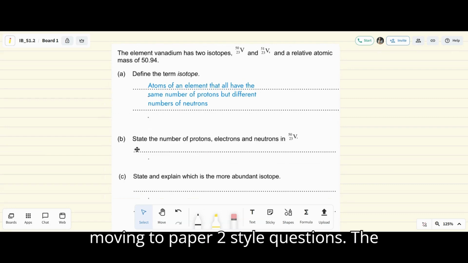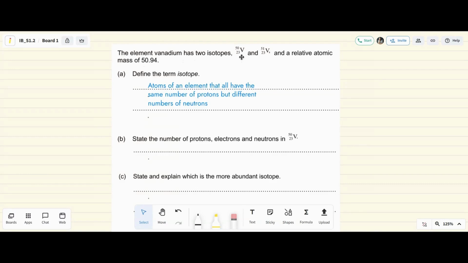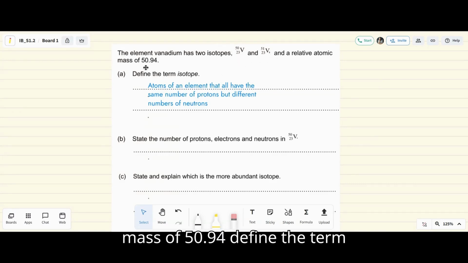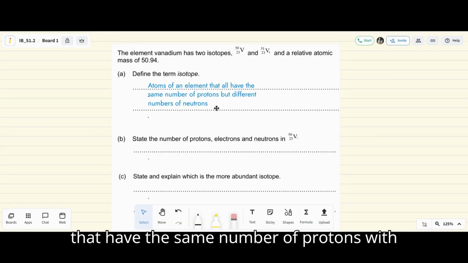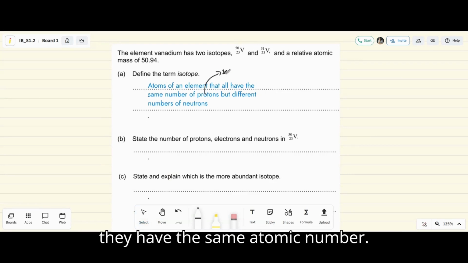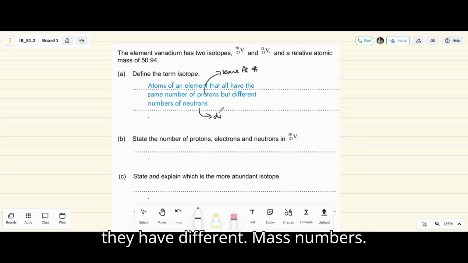We are moving to paper 2 style questions. The element vanadium has 2 isotopes, vanadium-50 and vanadium-51, and a relative atomic mass of 50.94. Define the term isotope. Atoms of the same element that have the same number of protons but different numbers of neutrons. Because they have the same number of protons, they have the same atomic number. And because they have different neutrons, they have different mass numbers.